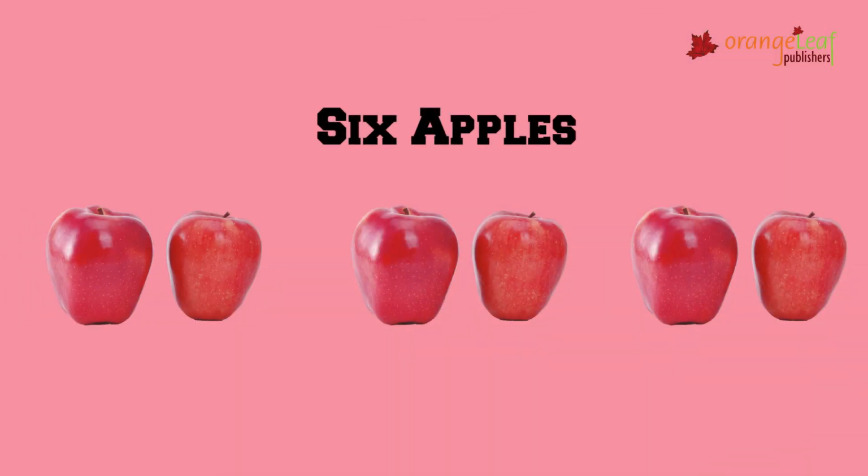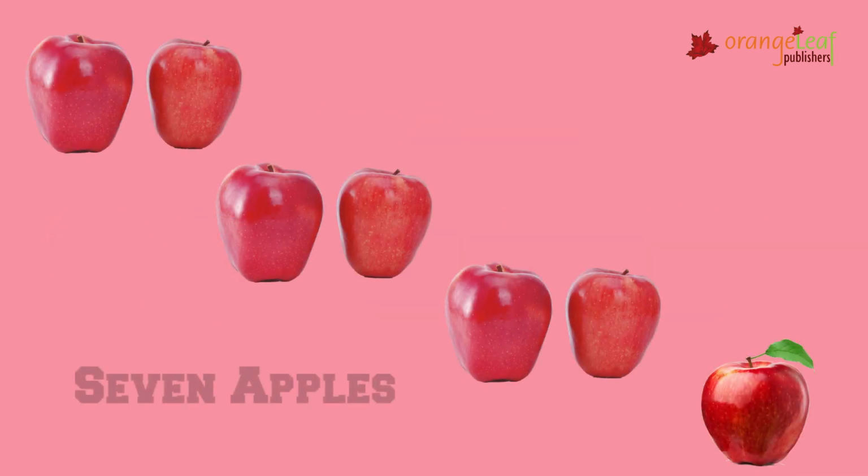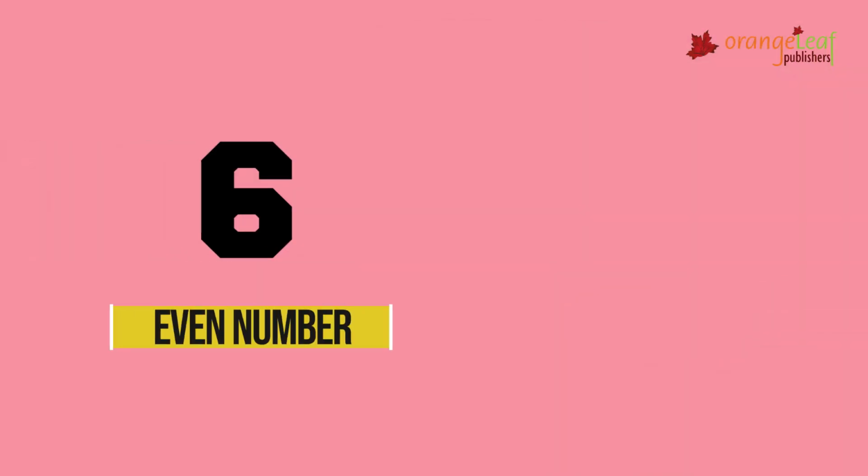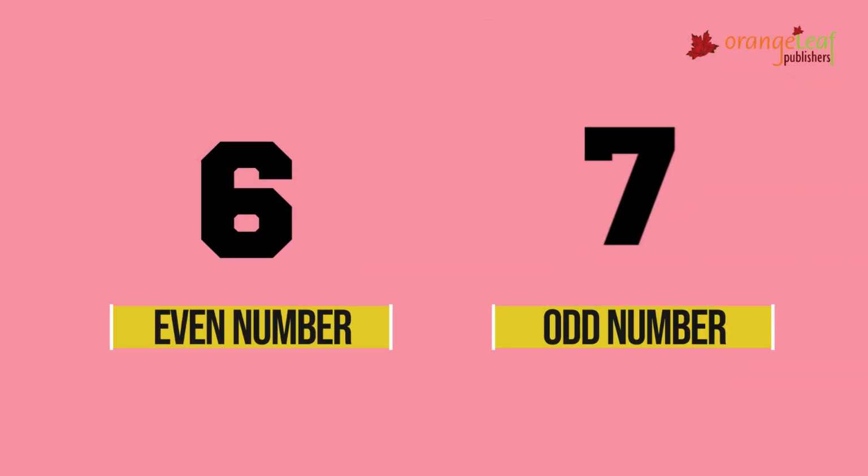Now, even numbers are those numbers that can be paired together. For example, 6 apples. They can be paired into 3 sets, which is 2, 2 and 2. Whereas if you take 7 apples, not all of them will pair together. There will always be 1 apple remaining. Therefore, 6 is an even number, whereas 7 is an odd number.